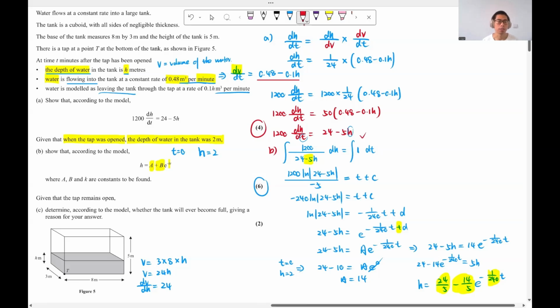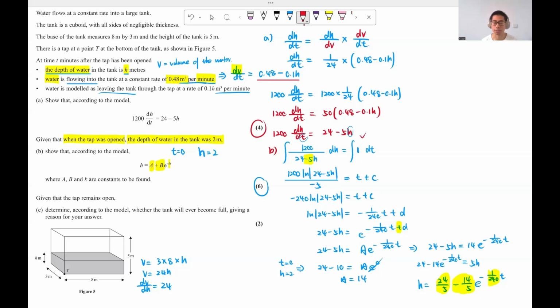And then for part C, given that the tap remains open, we want to determine according to the model whether the tank will ever become full, giving a reason for your answer. So this one, they just ask you, if t keeps increasing, what's h going to be? What's the maximum possible value h can be? For this one, we can just use the equation we just got.